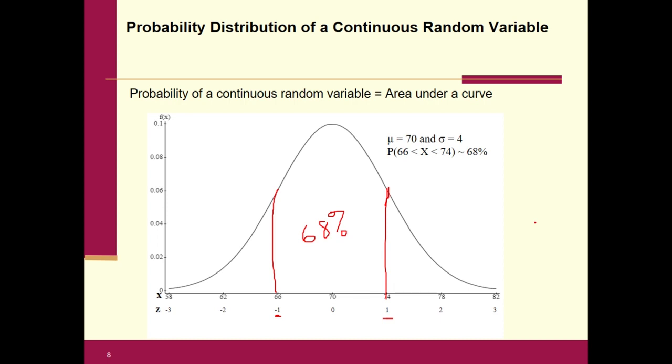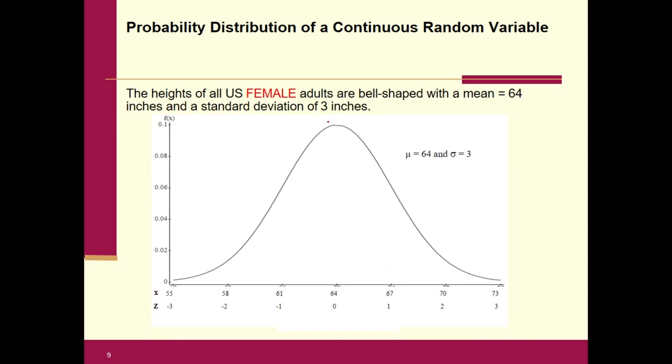All right, sound good so far? All right, let's change it up now, all right? That was for male heights. Let's say that instead of looking at male heights, we take a look at female adult heights, okay? So now it's all the adults that are female, okay?